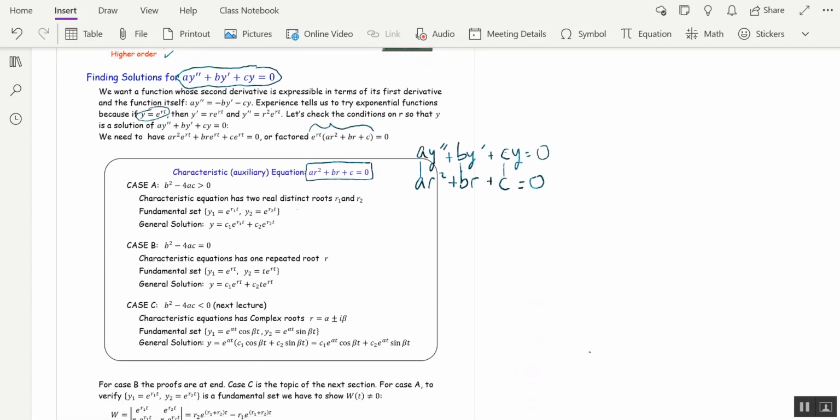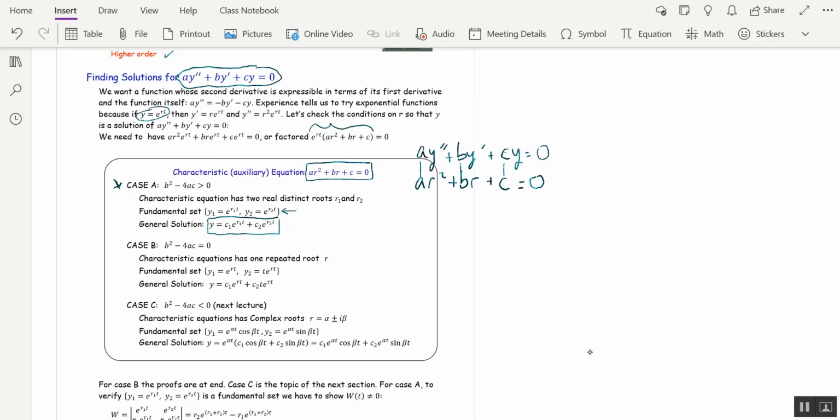Case A, two distinct real roots, r1 and r2. So in that case, the general solution is right here. C1 e to the r1t plus C2 e to the r2t. Now above that, I've written the fundamental set. And in the next couple of sections, we're not going to worry about writing down the fundamental set. We'll just write down the general solution. But when we get to later sections, we will need the fundamental set. And so I just want to mention that in this box here.